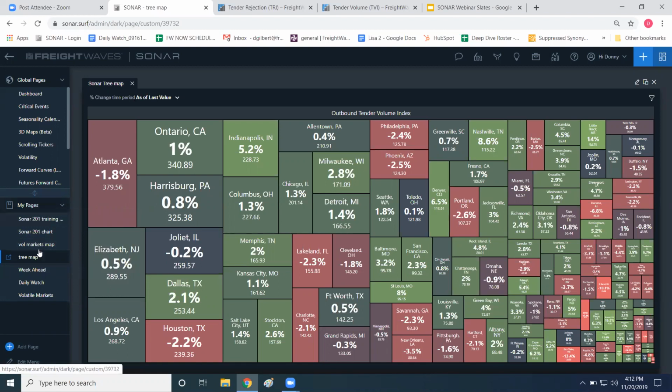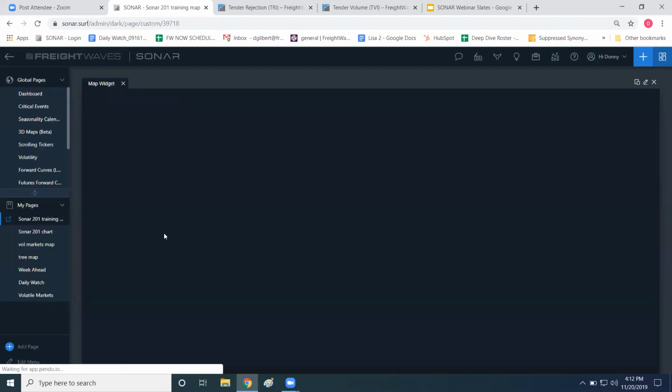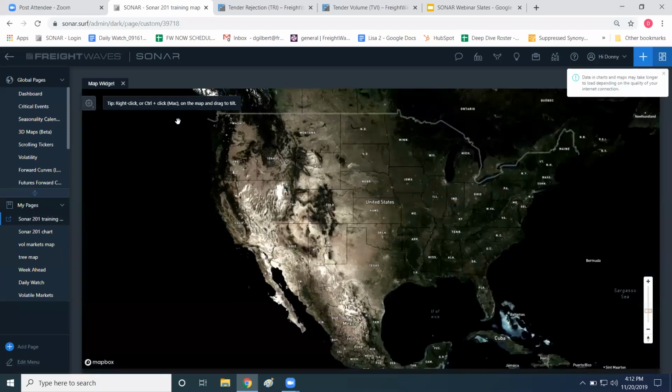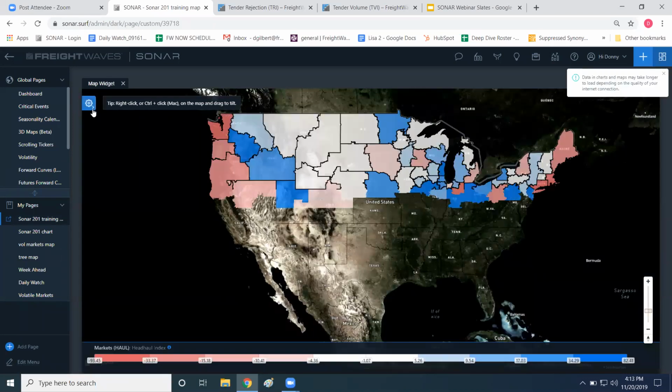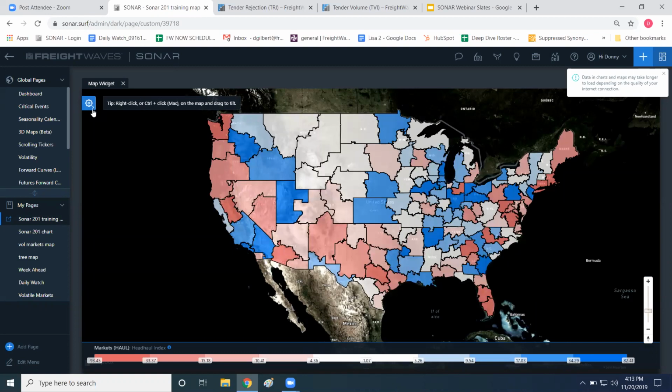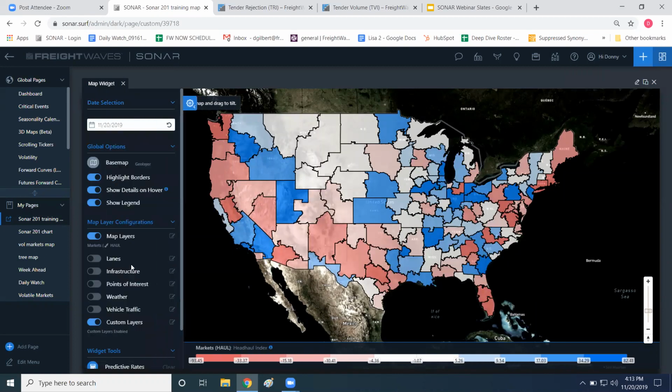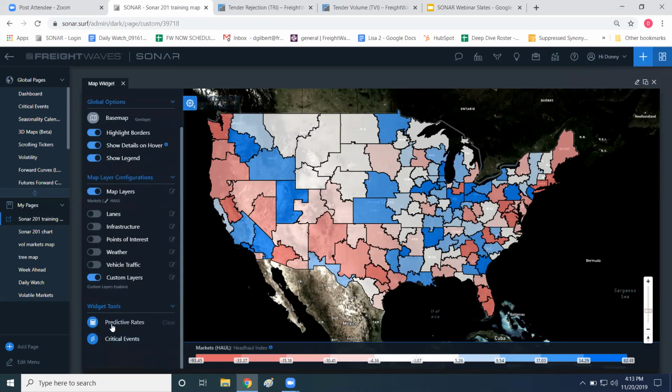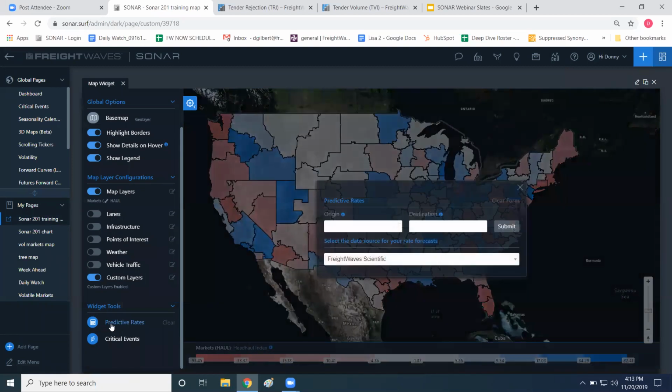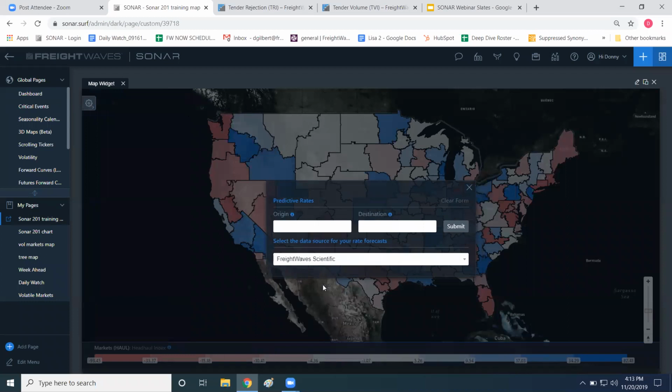Now also, let's go back to our maps here and look at some of our new features that we brought in. Opening up our map widget here. And scrolling down, we have our predictive rates tool. This was introduced last week. Click on predictive rating tool. You can kind of close your little widget over here.